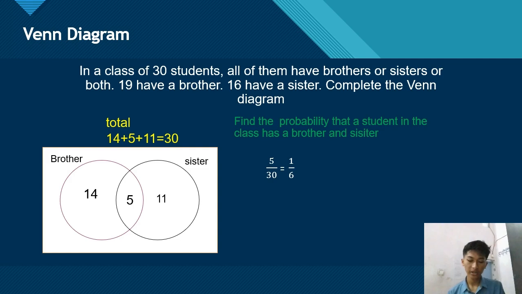When we sum the three regions, the total is 20. This is the total number of students in the class. Okay, that is how we use Venn diagrams. So finally, the probability that a student in the class has both a brother and a sister is 5 over 20, which equals 1 over 4.